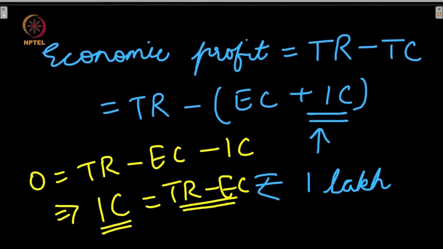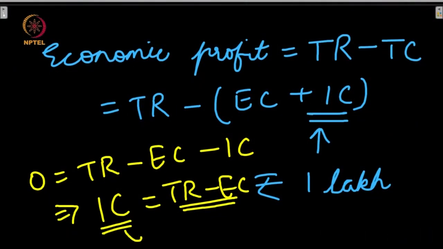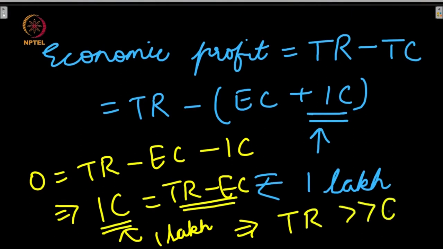Now, because TR minus EC is a positive value, it is 1 lakh of rupees, it means that TR is greater than the explicit cost. What we are saying here is that because this is a positive value of 1 lakh, it means that TR is very much greater than the explicit cost. The total revenue is very much greater than the amount of money that has to be outlaid by the firm for running of things. So when we say that the firm continues to produce at a profit of 0 rupees, it is not the accounting profit. We are talking about the economic profit. And in this case, the TR minus the explicit cost is still giving the person 1 lakh of rupees of the implicit cost.